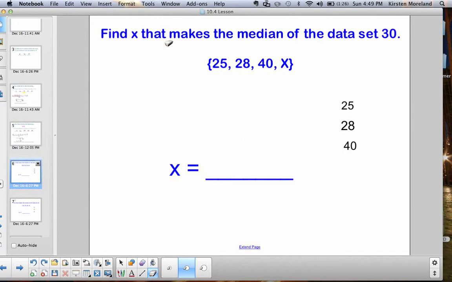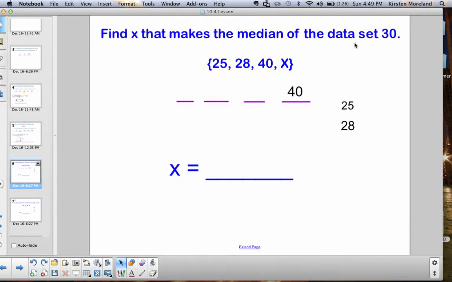Alright, we have 2 more examples of creating data sets. So I find x, that makes the median in this data set 30. Okay, so it looks like I have 4 numbers. They give me 3 of them, so I'm going to make 4 blanks. And whenever I make these blanks, I want to order from smallest to biggest. So 40 is my biggest one.